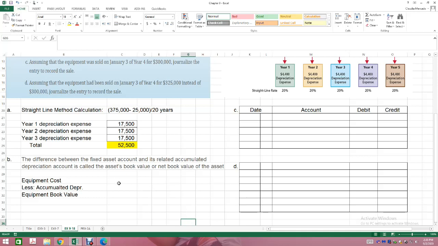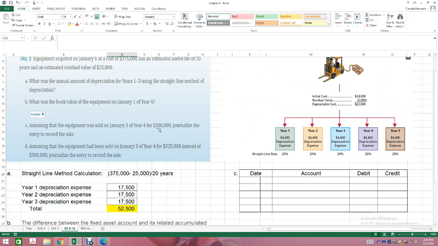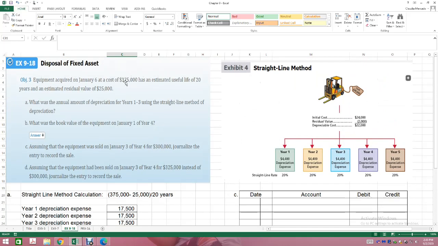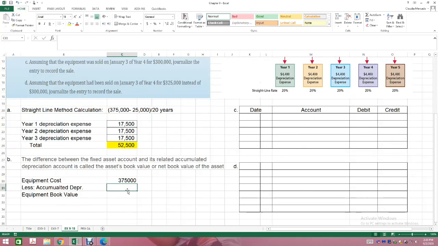So how much did this piece of equipment cost me? This piece of equipment cost me 375,000. Okay, that's what it says here. Cost of 375. Okay, less accumulated depreciation. How much have we depreciated it? Well, we depreciated it, this number right here, 52,500. Okay, year 1, year 2, year 3. So they're asking you for the depreciation for the 3 years, 52,500. Okay.